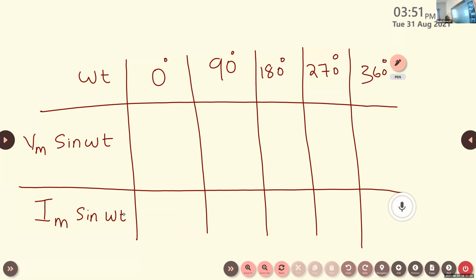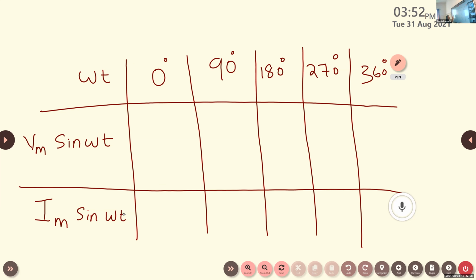So here we have 1, 2, 3, 4, 5 different phase angles. If we get the values at these 5 different phase angles, then only we can draw the graph. So omega t can be equal to 0 degree, 90 degree, 180 degree, 270 degree, and 360 degree. First we check the value if the phase angle is equal to 0 degree. If omega t is equal to 0 degree, what can be the value of the alternating EMF through the resistor circuit?